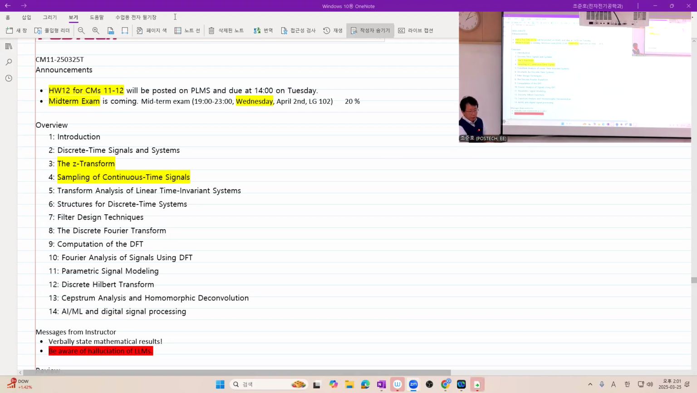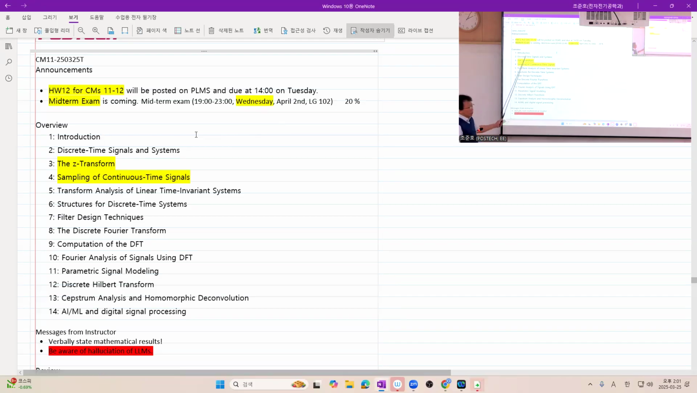We will have homework assigned and it will be due next Tuesday. And also we will have the first exam next Wednesday from 7 to 11 p.m. here in LG 102. It takes up around 20% of the entire course requirement.